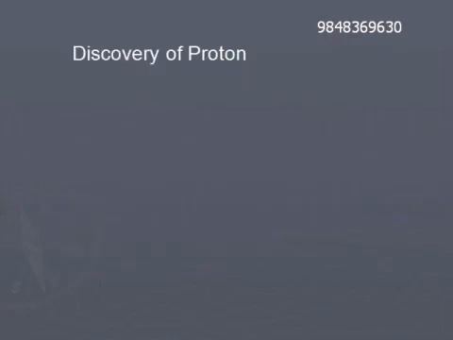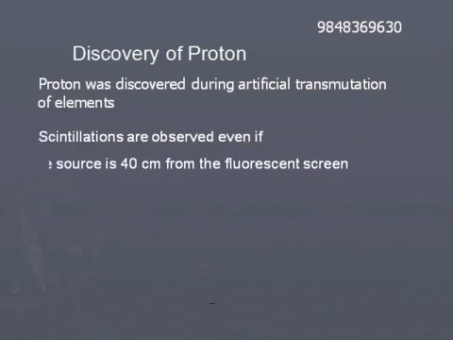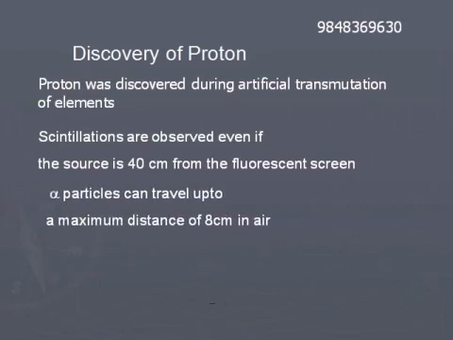Discovery of proton. Proton was discovered during artificial transmutation. Just now we have seen an experimental setup for artificial transmutation. Here scintillations are observed on the fluorescent screen. These scintillations can be observed even if the microscope is moved away some 40 centimeters from the source.